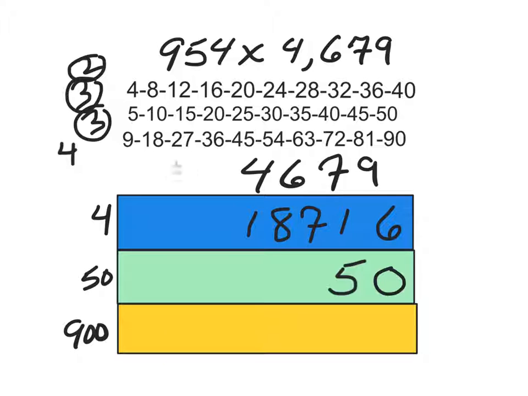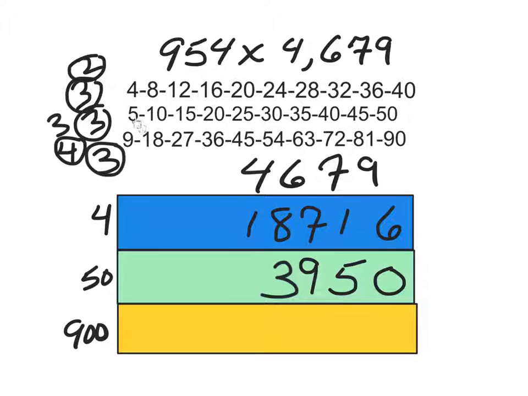5 times 7. 1, 2, 3, 4, 5, 6, and 7 gives you 35. 35 plus 4 is going to give you 39. Drop that 9, carry that 3, and move along. 5 times 6. 1, 2, 3, 4, 5, and 6 gives you 30. Plus this 3 here will give you 33. Drop your 3, carry your 3, and move along, my friends.